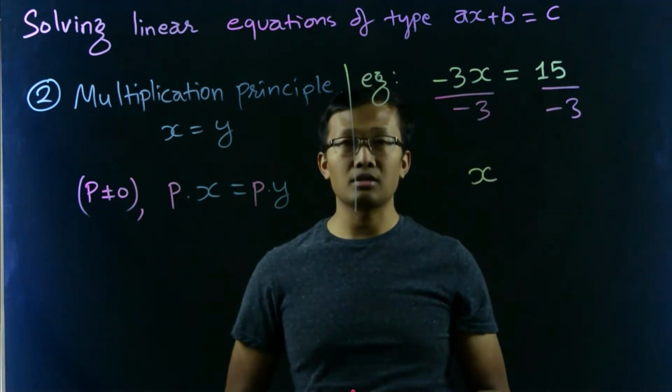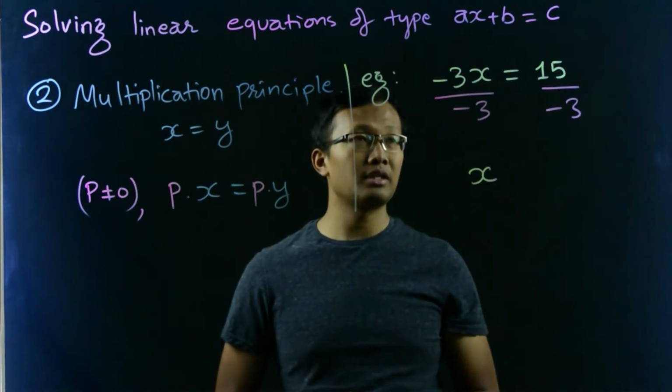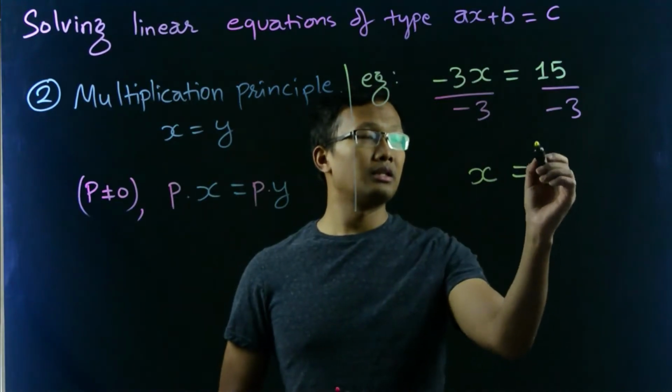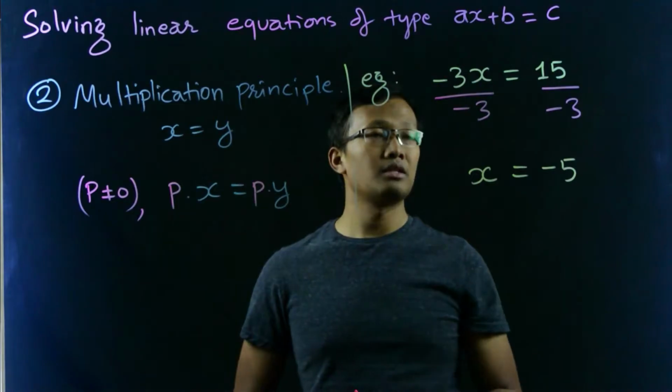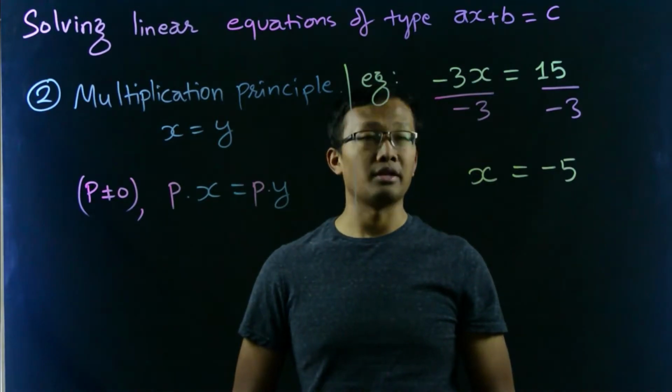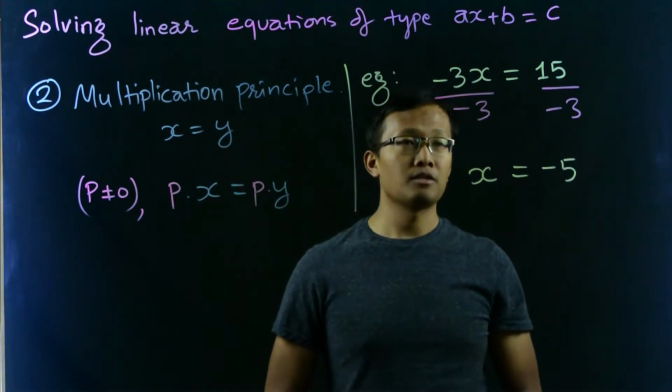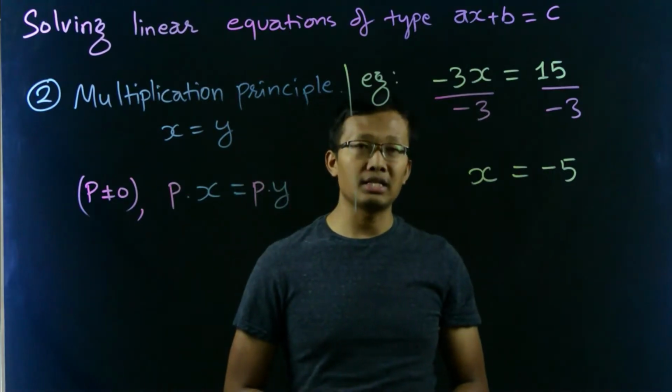So we have x all alone by itself on the left, and 15 divided by -3 is -5. So x = -5 is our solution.